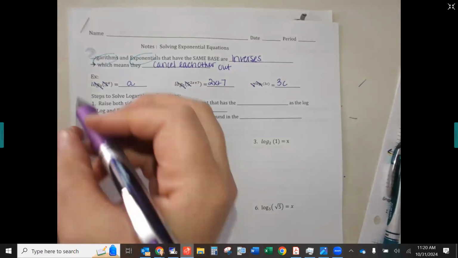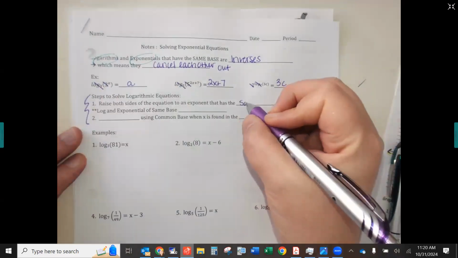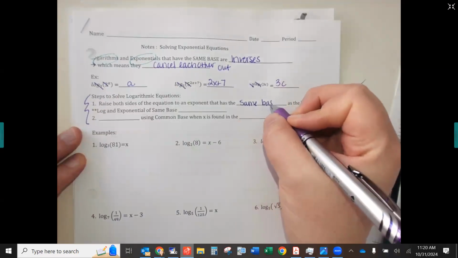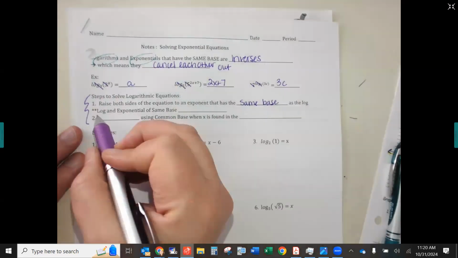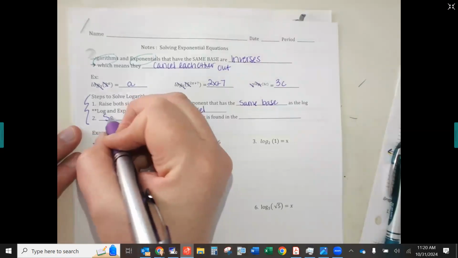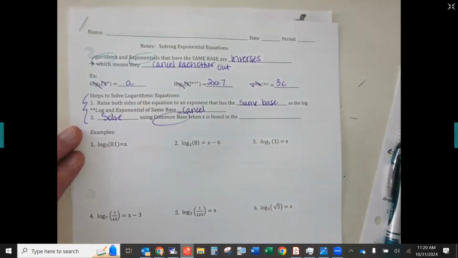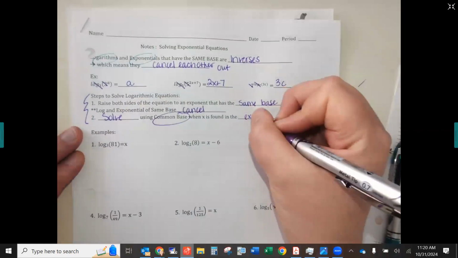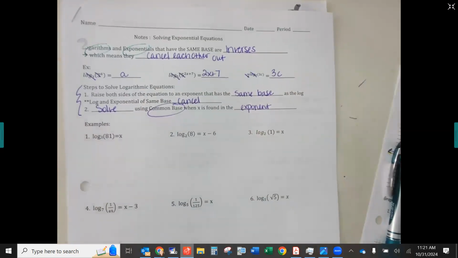Here are your steps. You are going to raise both sides of the equation to an exponent that has the same base as what the log has. Then remember that logs and exponentials of the same base are going to cancel. And then you're going to solve using the common base method when x is in the exponent. So let me show you what I mean by that. We're taking the last two lessons, we're putting them together. Take a look at number one when you're ready.